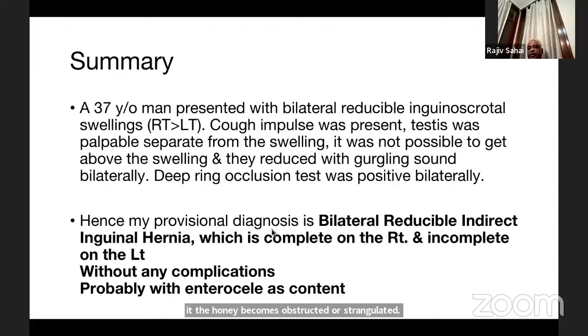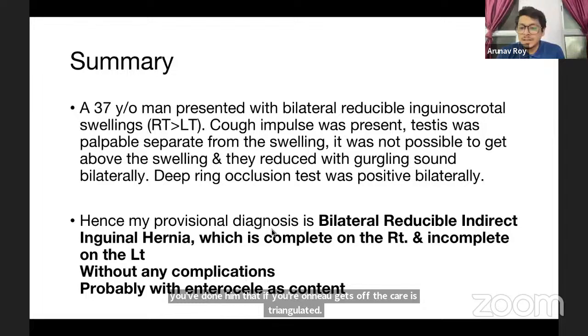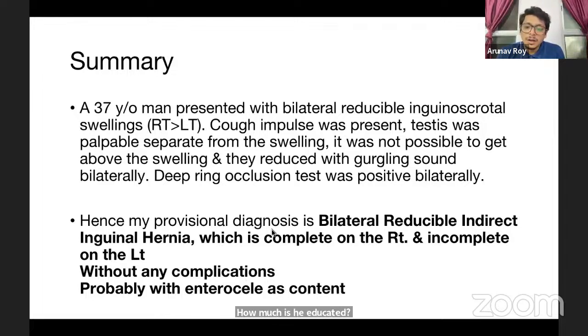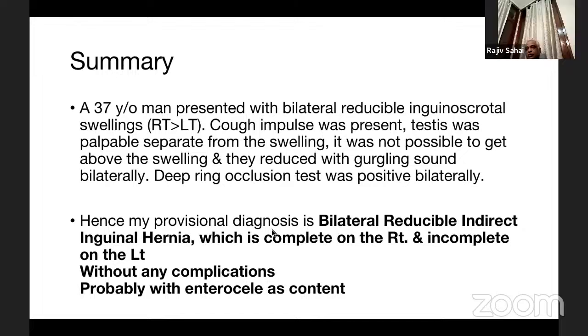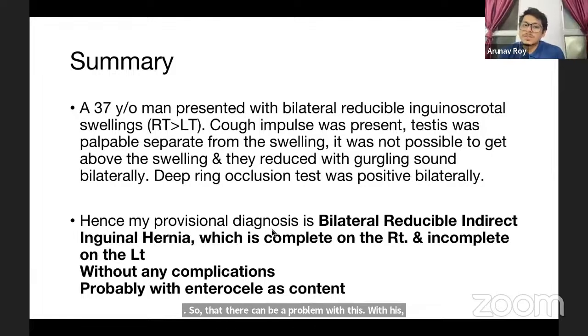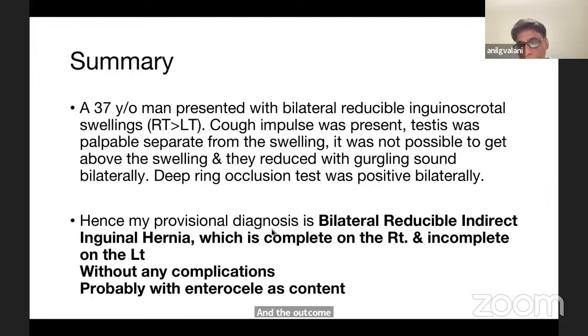So you'll tell him that if the hernia gets obstructed or strangulated... how much is he educated? I would explain to him that his bowel could get caught inside the hernia and might not be able to come back. Right. So you'll tell him that there can be a problem with his bowel, and he might require an emergency surgery. What is the difference between an irreducible hernia, an obstructed hernia, and a strangulated hernia?